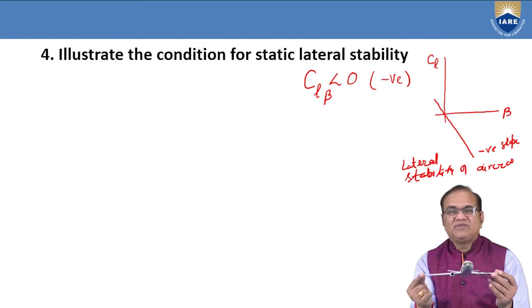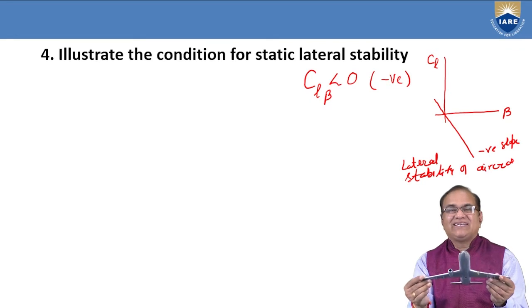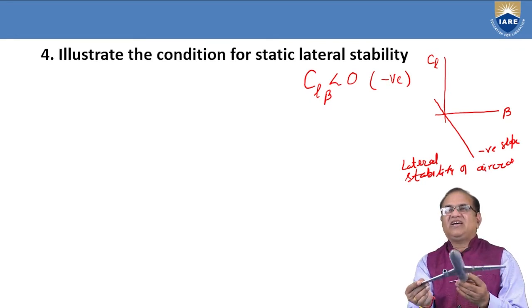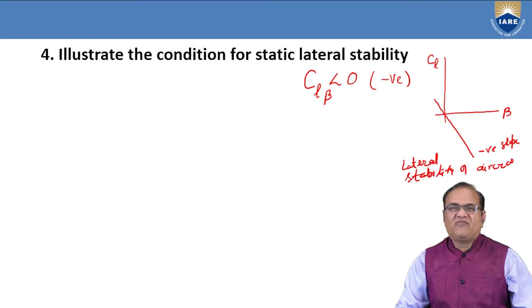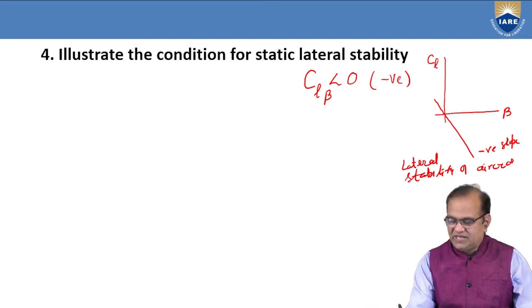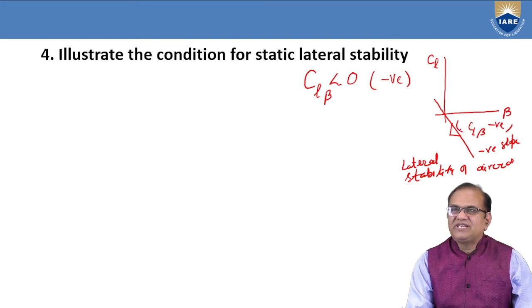CL beta will be generated as negative by this type of method, and such things are called static lateral stability when CL beta is less than 0, or the slope of CL versus beta is negative. As shown in this plot, the slope, if you see, this CL beta is negative. So it is a stable case.